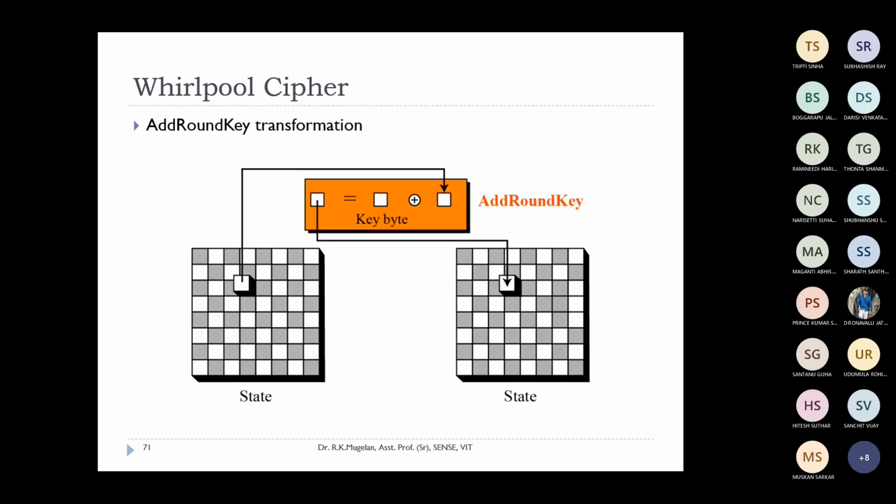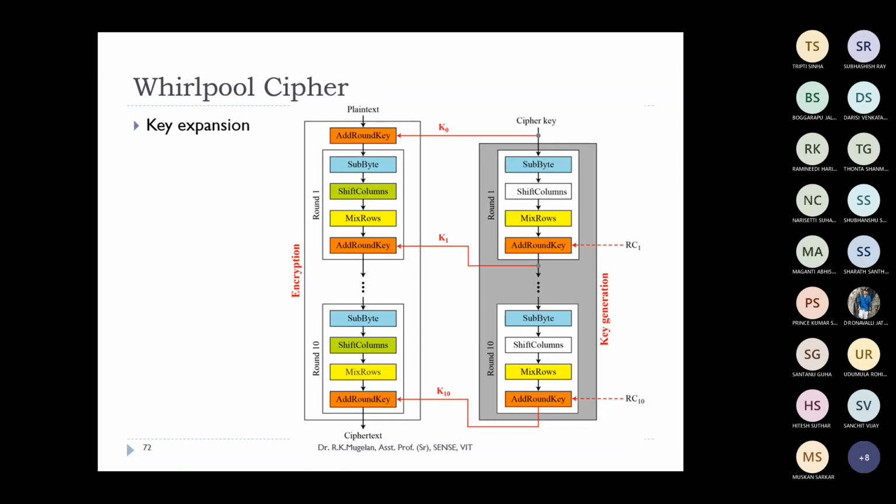Next comes the add round key. As I said, they will take each and every byte and perform an XOR operation with the round key, because here the round key is also 512 bits. So addition of these keys is very easy here. Now we come to key expansion.